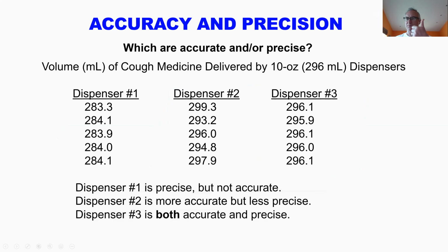So dispenser one is precise, but not accurate, so that can just be adjusted. Three is perfect. It's both accurate and precise. Number two, that's one you take back into the shop because it's not accurate or precise. It's giving different volumes every time. If it's giving the same volume every time, just a slight adjustment and it'll be perfect. But number two is giving different volumes each time.